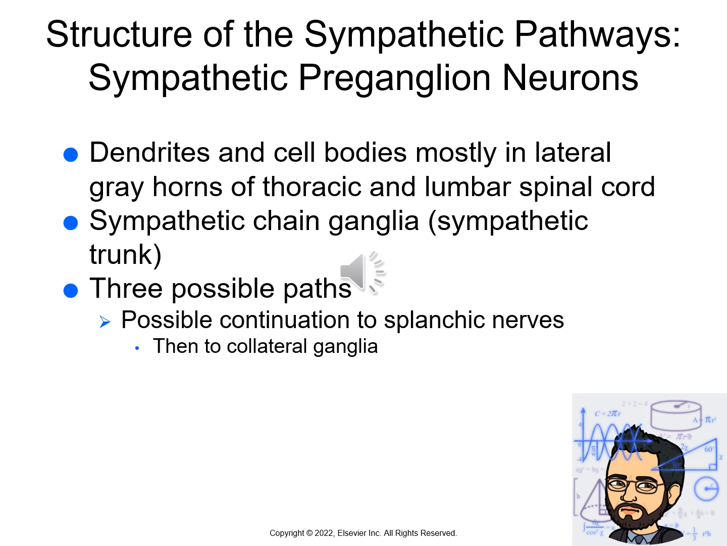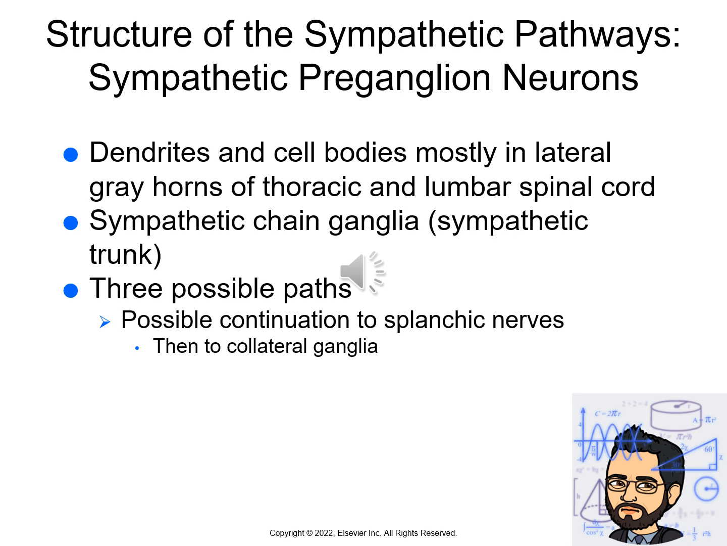And then there are three main pathways for the preganglionic fibers to go: the sympathetic chain ganglia, which we call the sympathetic trunk, the splanchnic nerves, and the collateral ganglia. The sympathetic chain ganglia are made up of preganglionic fibers that can synapse in the ganglia of the sympathetic chain, and that runs parallel to the spinal cord.